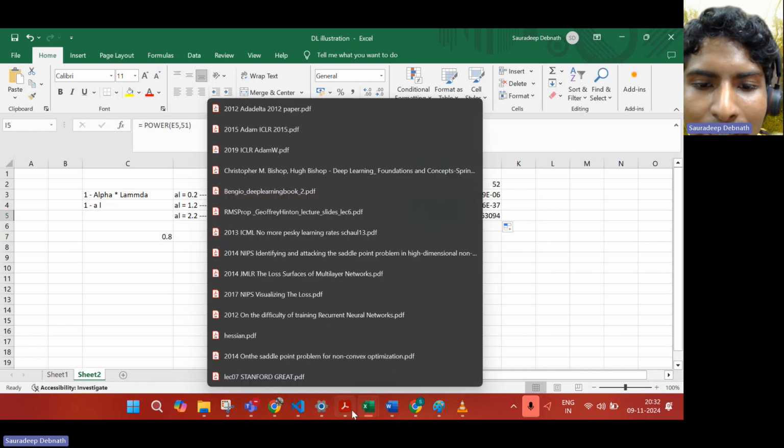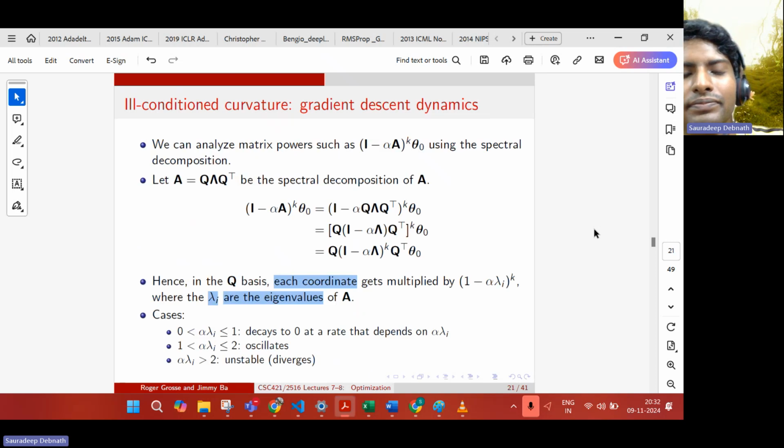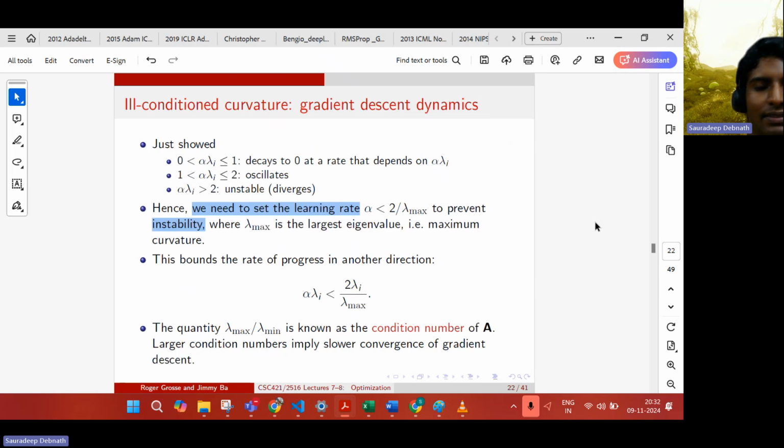So that's what they meant here. These use cases, if it's more than 2, it's unstable. It's diverging, every iteration going extremely this way or extremely the other way. That's why we need to stick to the first case, which is alpha less than 1 by lambda max. Why lambda max? Because this is for one lambda i for a given direction.